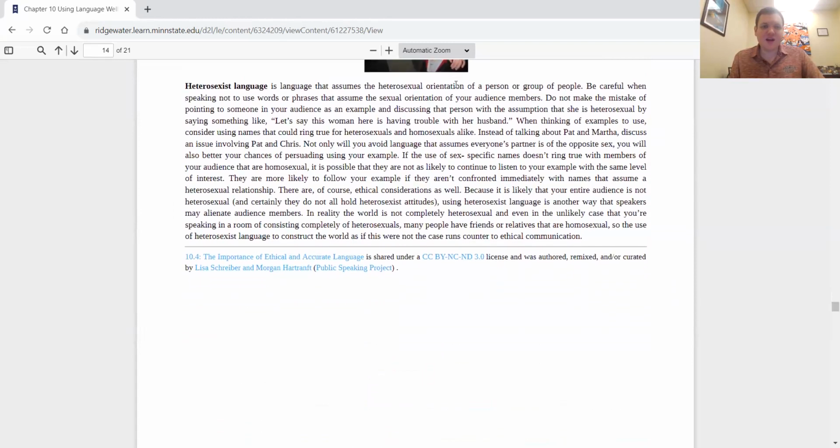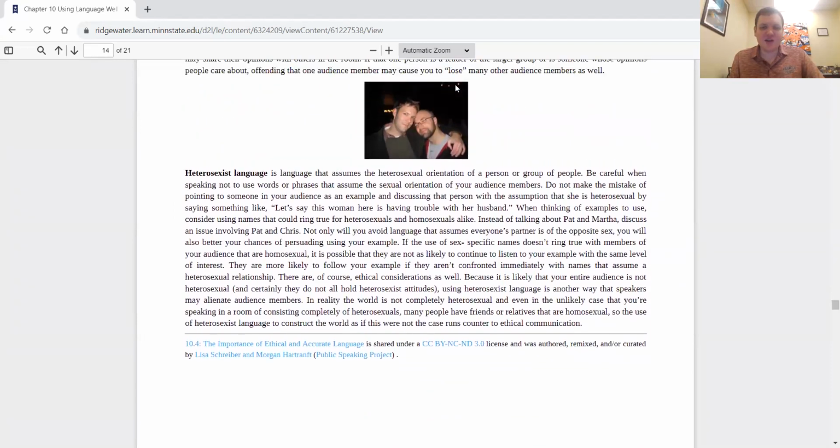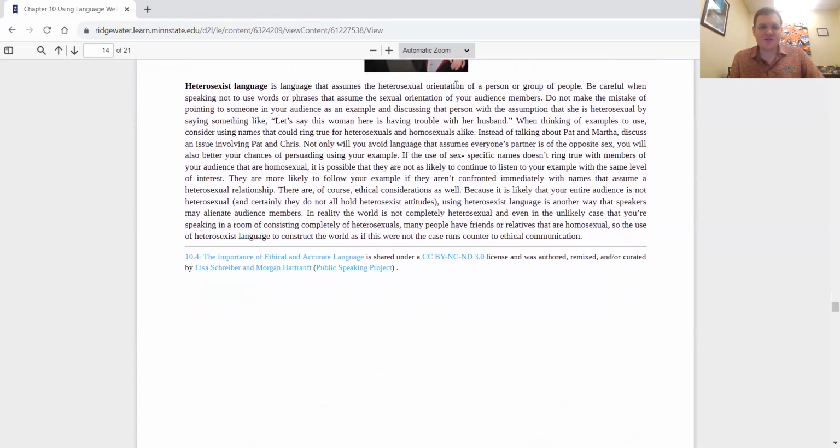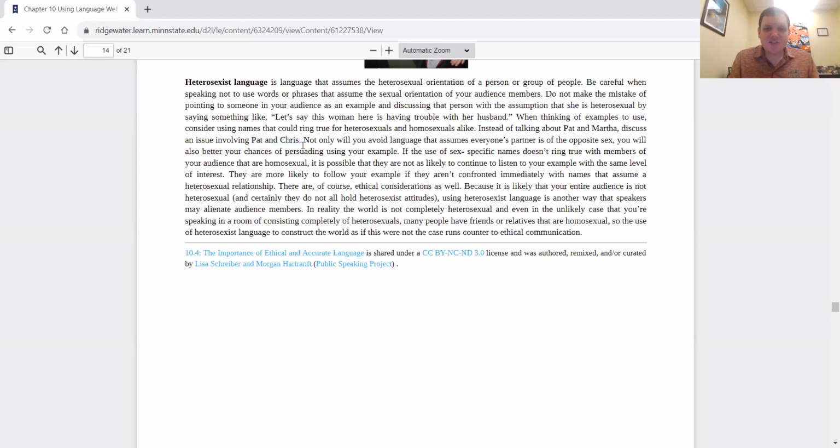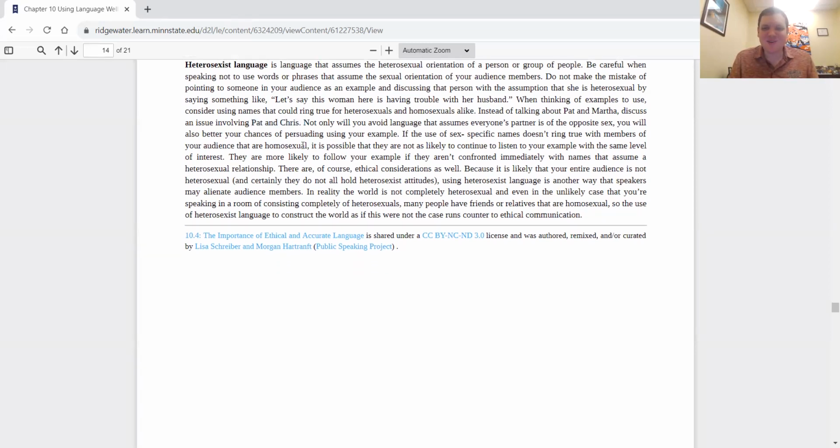Also talks here about heterosexist language. So assuming the sexual orientation of a person or a group of people. So it says here, I think using gender neutral names if you're coming up with examples like Pat and Chris, so that Pat and Chris are a couple. Or Pat and Chris, two men, two women, a man and a woman, who knows? So it recommends here just realizing that some people are not heterosexual.